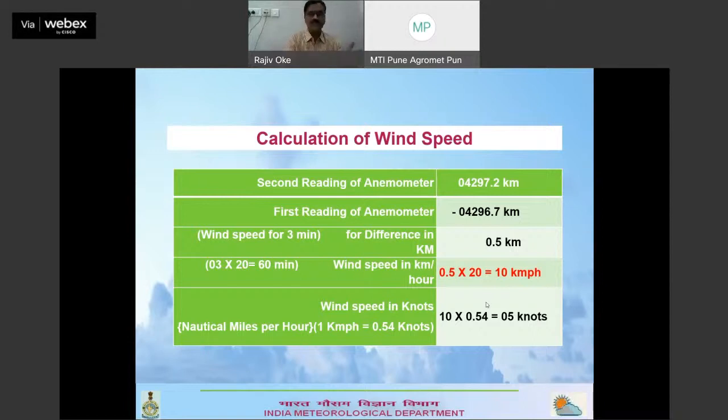Converting the wind speed to knots, as we have already seen, 1 kmph is equal to 0.54 knots. It's almost half of it. So 10 into 0.54 is about 5.4 knots. So approximately it is half, not exactly half. Sometimes it is exactly, but most of the time it is approximately half.